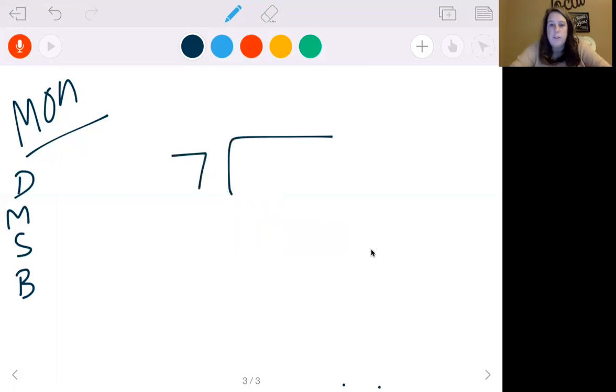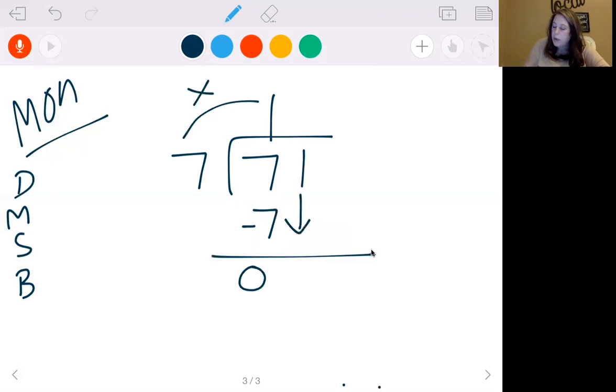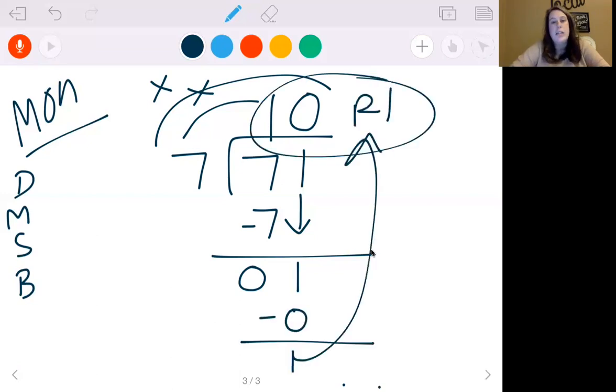71 divided by 7. Okay, so 7 goes into 7 one time. I'm going to put it over the 7. 7 times 1 is 7. Subtract, we get 0. Bring down the 1. 7 goes into 1 0 times. 7 times 0 is 0. 1 minus 0 is 1. And remember, I'm going to put my remainder at the top. So 10 remainder 1.